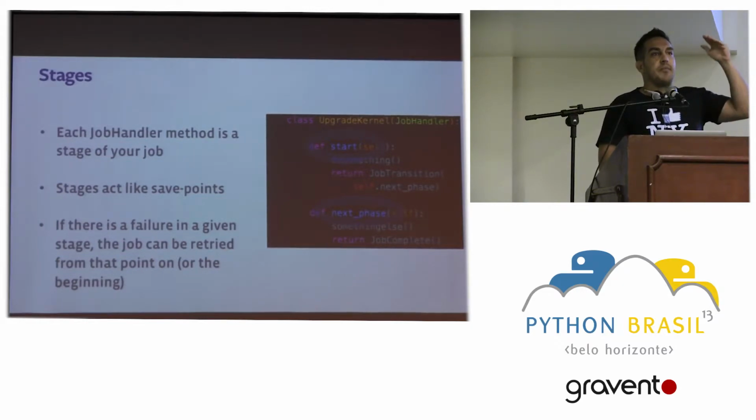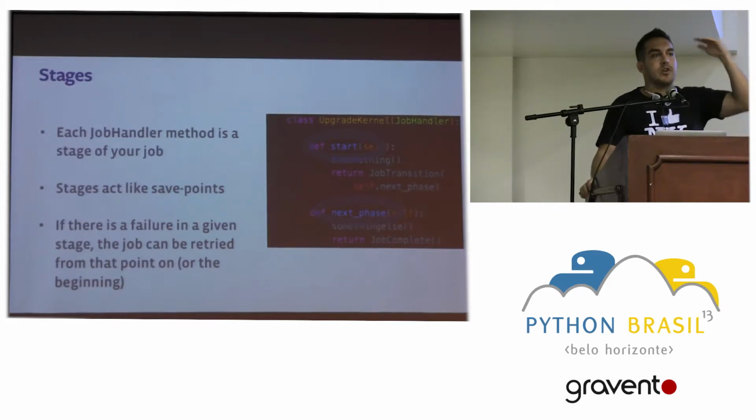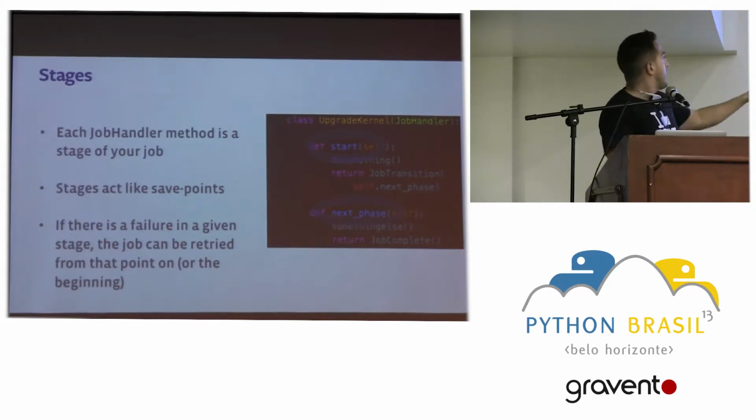You know that you've reached that far, and that state is stored in a database so that you can always go back and see how far down in your workflow you have gone. So in this example, you can see that if I create a job of type upgrade kernel, you would start from the start. You would execute that function there, do something.